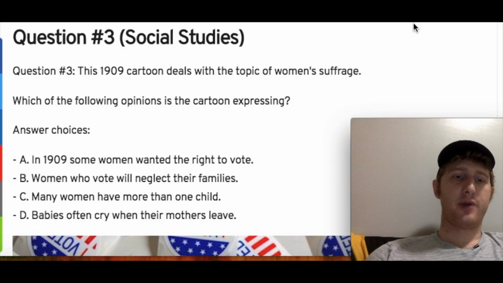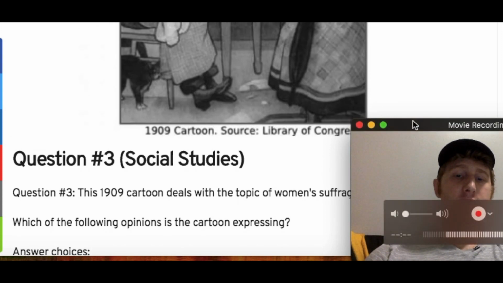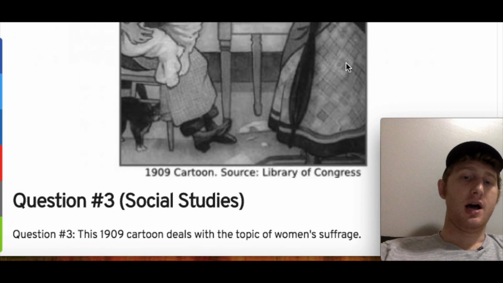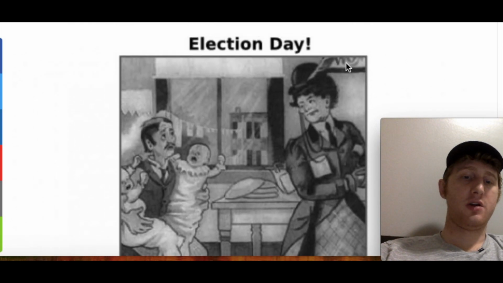Okay, question 3 has to do with social studies. It says, this 1909 cartoon deals with the topic of women's suffrage. So let me show you the cartoon. I'm going to go back and forth between the cartoon and the answer choices a few times here so you can see them. But basically, here is our cartoon.